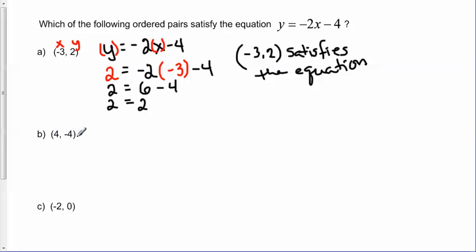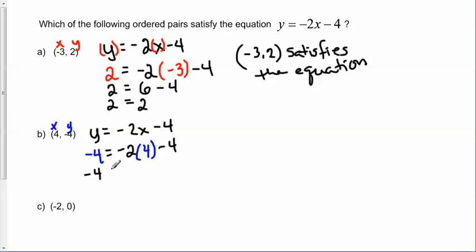Now let's try 4, negative 4 and see if that satisfies the equation. Starting with the same equation, y equals negative 2x minus 4. Now we're substituting in 4 for x and negative 4 for y. So we said y was negative 4. Negative 4 equals negative 2. Now instead of x, we want to put in the value for x, which is 4. And then again, we bring down the minus 4. And we simplify this side here to see if this is indeed true.